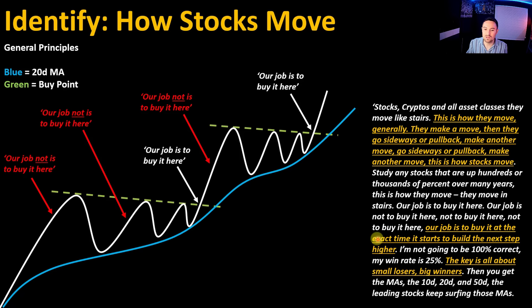So here, basically when it's breaking out of those consolidations, so there's continuation base patterns, cup and handles, VCPs, flags, wedges, pennants, whatever you want to call it. So our job is to buy it as it's breaking out.